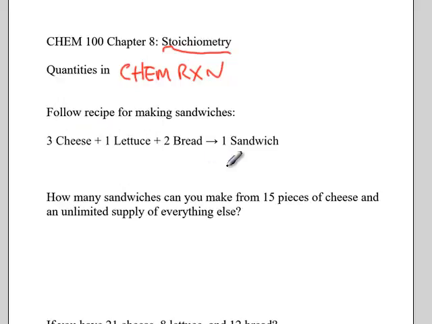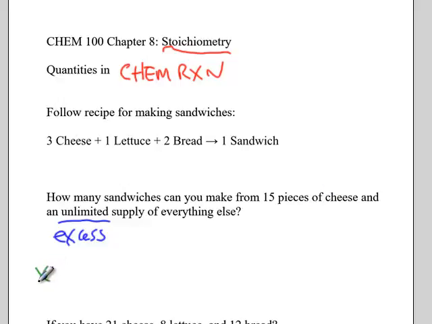So we can look at a chemical reaction like a recipe. So here's a simple little recipe making sandwiches from cheese, lettuce, and bread. And we want to know how many sandwiches we can make if we have 15 pieces of cheese and an unlimited supply of everything else. Unlimited means we have an excess of the lettuce and we have an excess of the bread. What's limiting the amount of sandwiches we can make is how much cheese we're starting with.